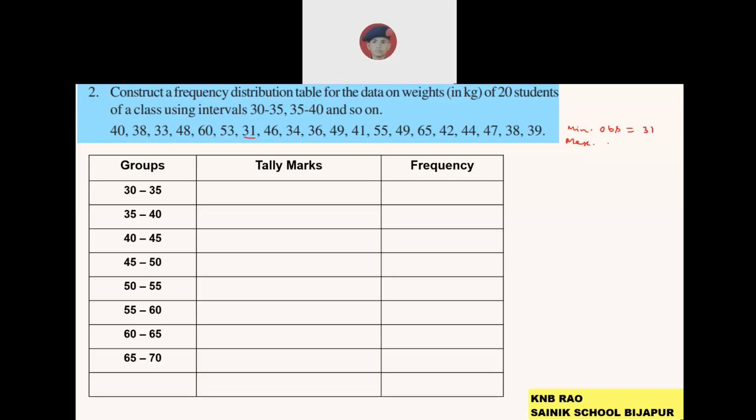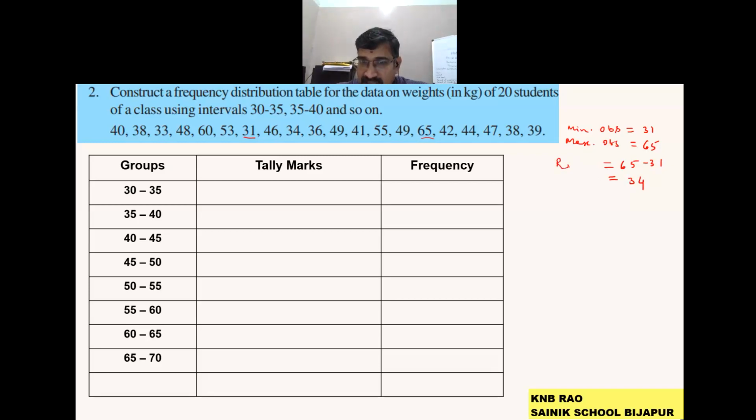What is the maximum observation here? Sir, 65. Now, do you know what the difference between the minimum observation and the maximum observation is called? Range, sir. Yes, it is called range. Range of the given raw data is the difference between the minimum observation and the maximum observation. It is a very important question again.